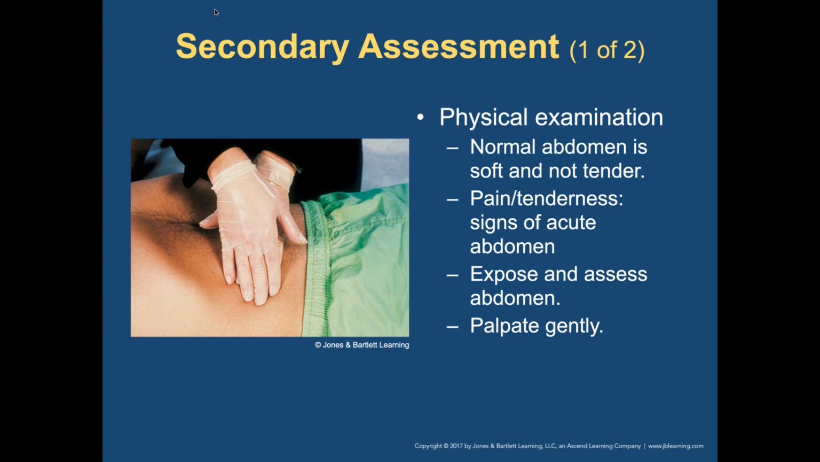Get your SAMPLE history and get your OPQRST with this one as well, because remember, this is pain. They're complaining of pain, so we want to know more about that pain. Some things you want to figure out or look for in your SAMPLE are on this slide. Ask them about nausea and vomiting, change in bowel habits, urination if they've had either more or less than usual, weight loss, belching or flatulence, pain, other signs or symptoms, and concurrent chest pain.